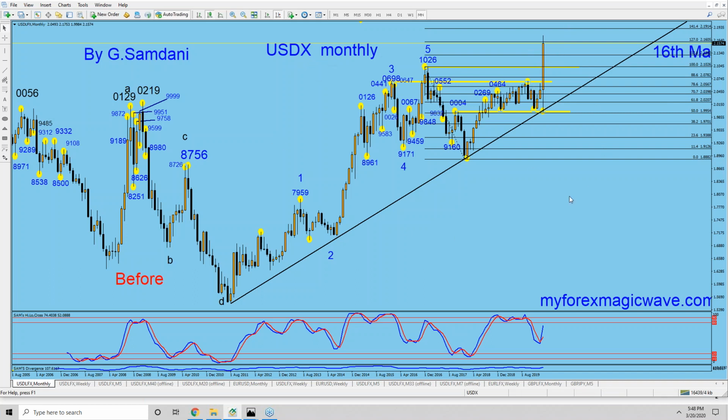So if it drops, what will happen? USD will get weaker, and Euro USD, Pound USD, Aussie USD, and New Zealand USD, these four will go up, and USD CAD, USD Franc, and USD Yen will be going down.